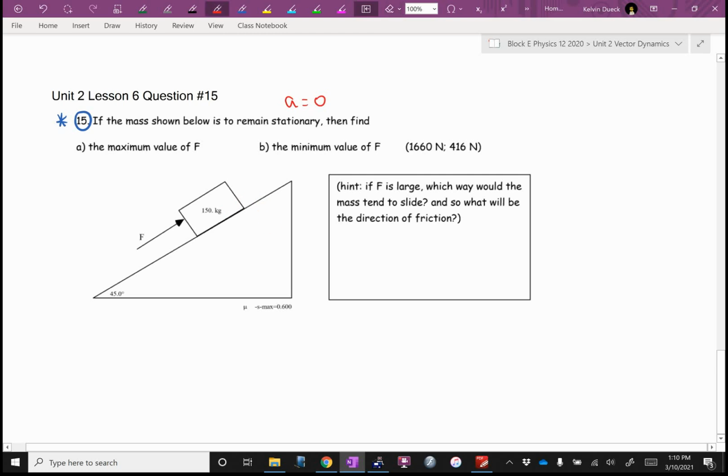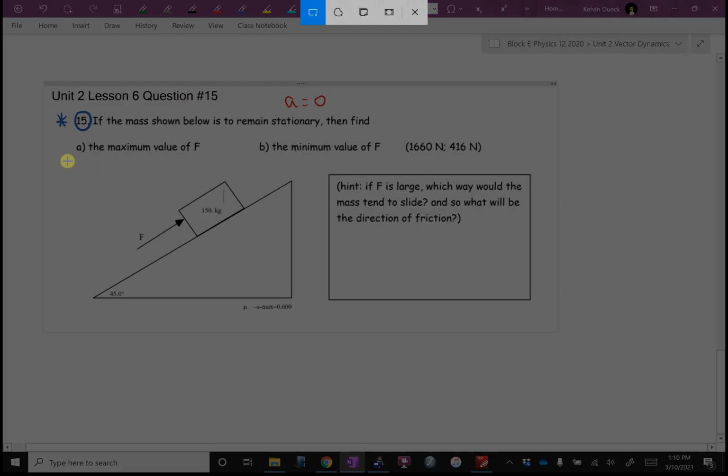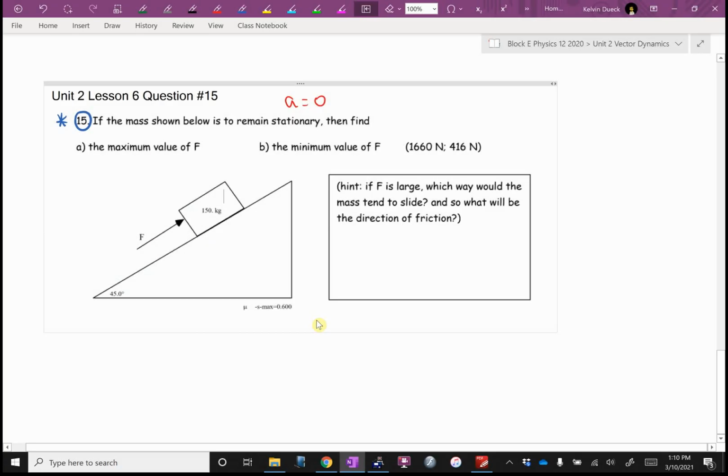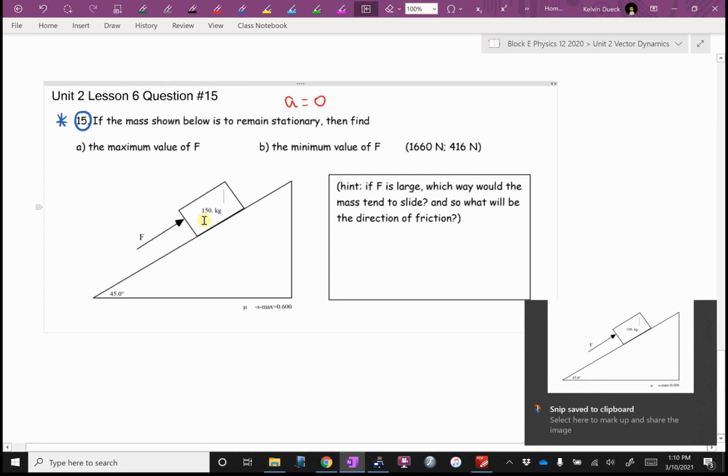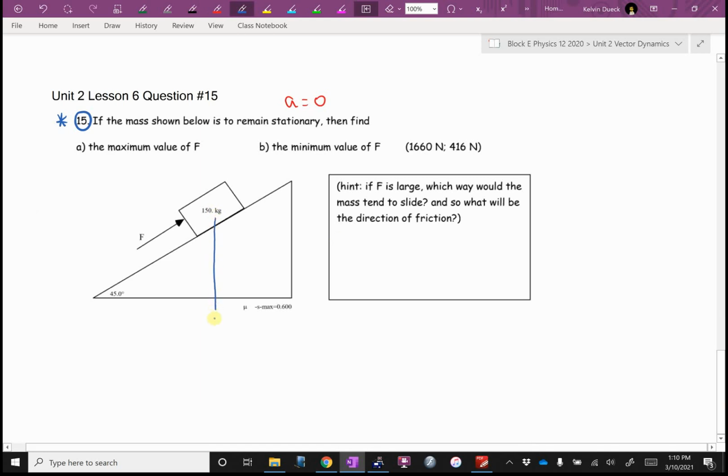So let's do the first situation. Of course, this is a job for a free body diagram. And I'm going to be clever. I'm actually going to copy and paste this picture into my clipboard for later because I know I'm going to want to redo this free body diagram. So first of all, I have gravity down, components, mg perpendicular, mg parallel.